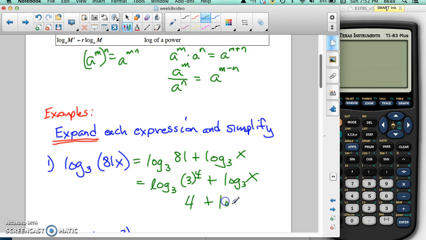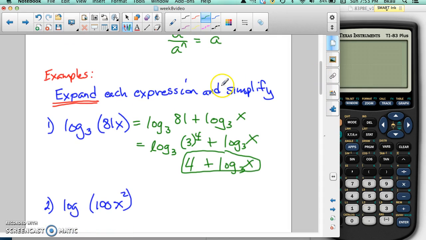So our answer here is 4 plus log base 3 of x. That's our solution to this simplifying. We've simplified it as much as we can, and we've expanded, meaning that it's longer than this one. We have a plus in there.